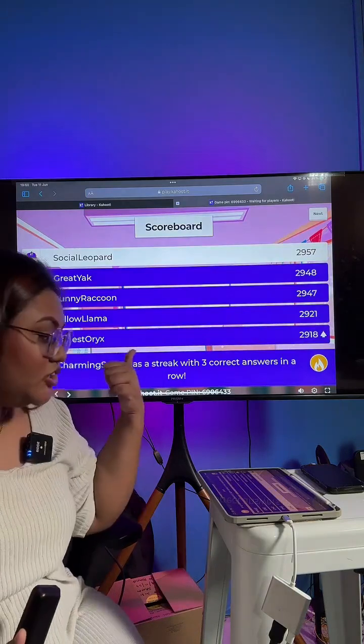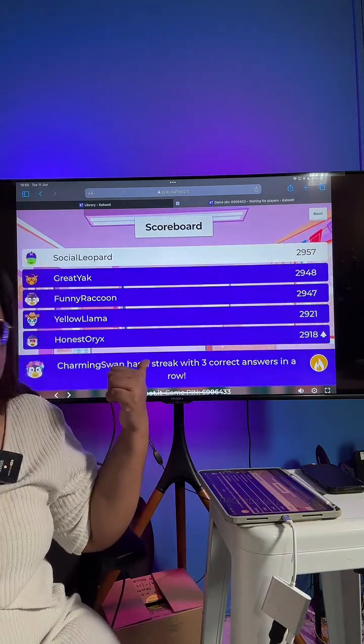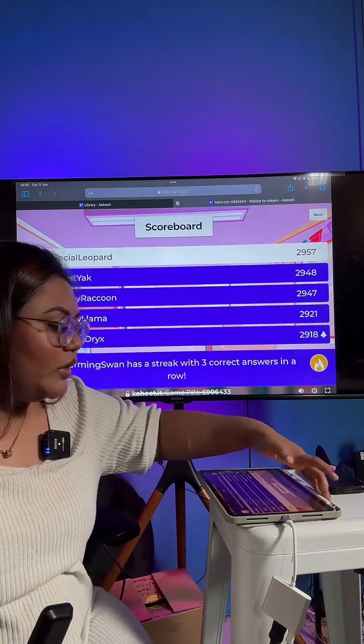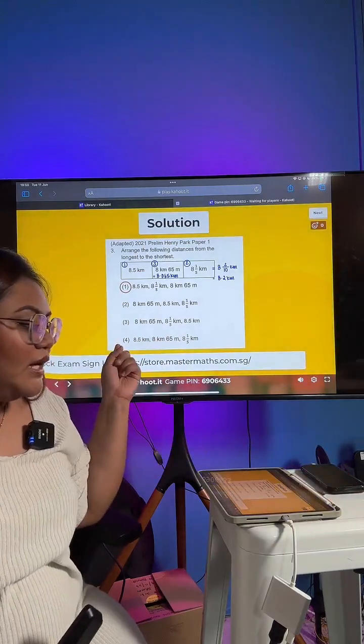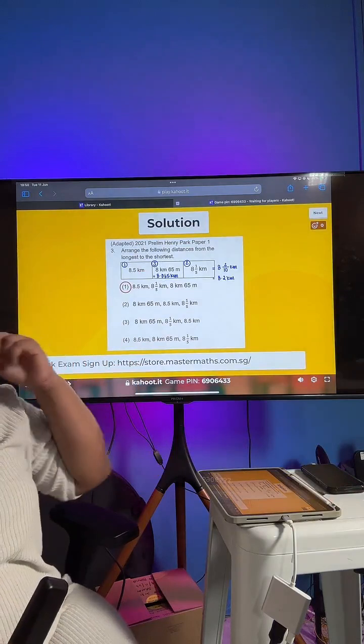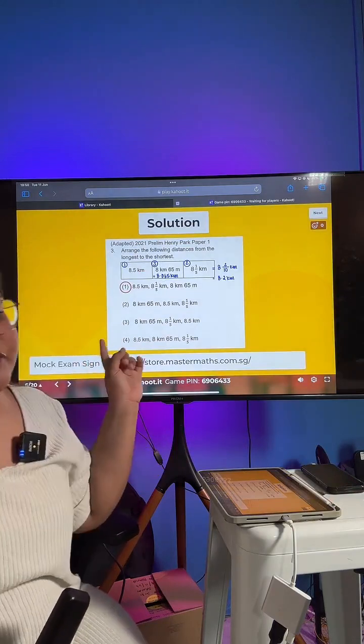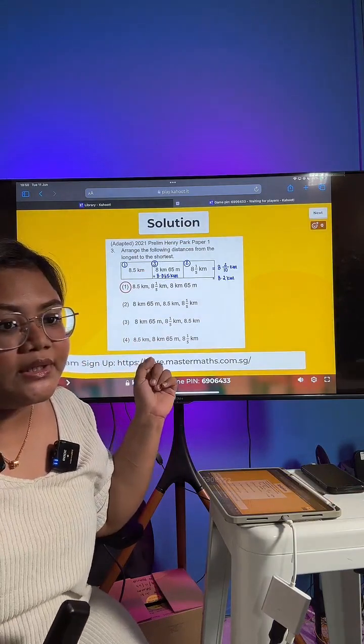Okay, this is actually really P6 math, yeah? This came out in one of the schools' prelim papers. In fact, it's from Henry Park, okay? Adapted from Henry Park prelim paper 1.